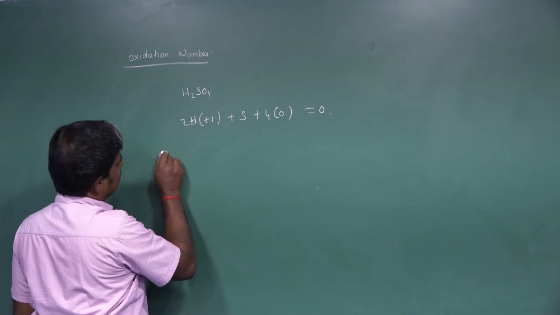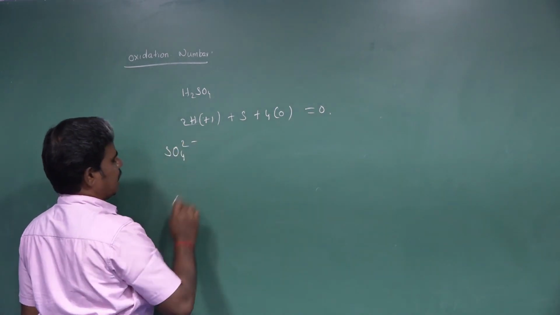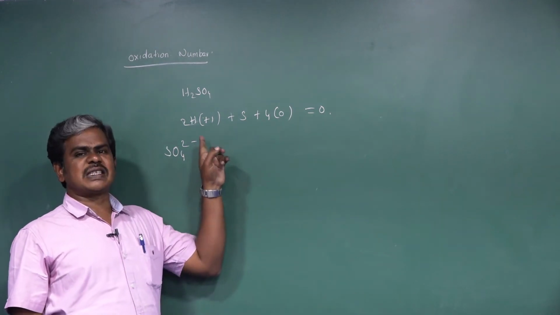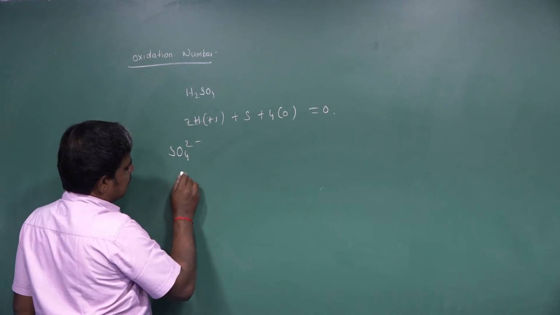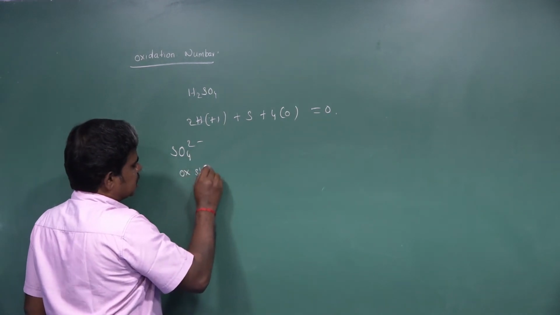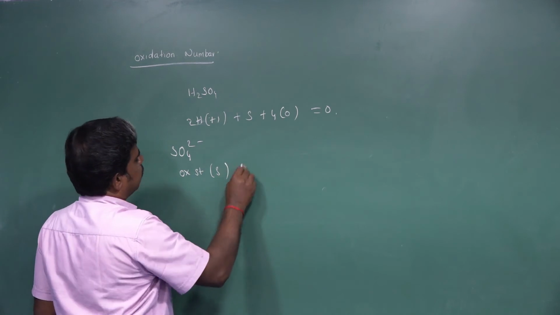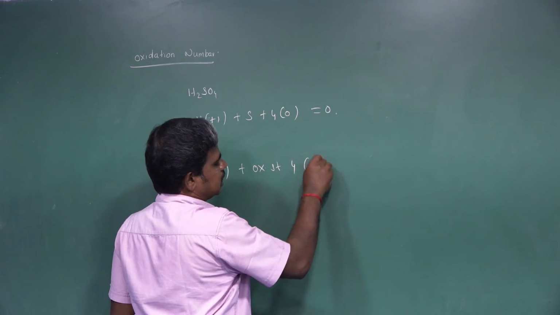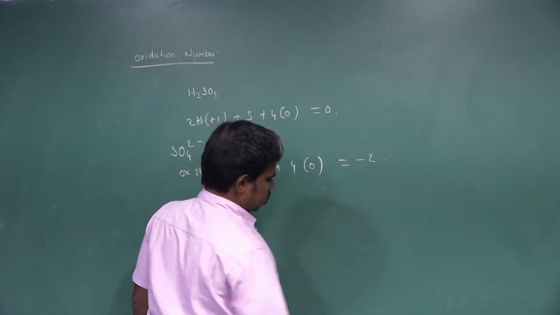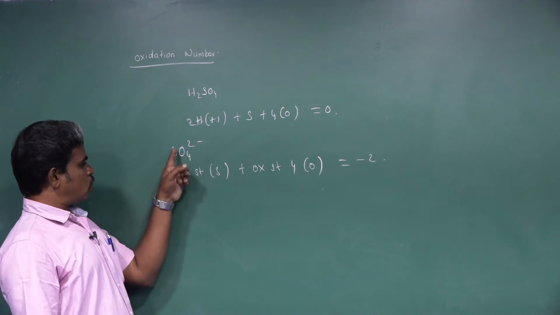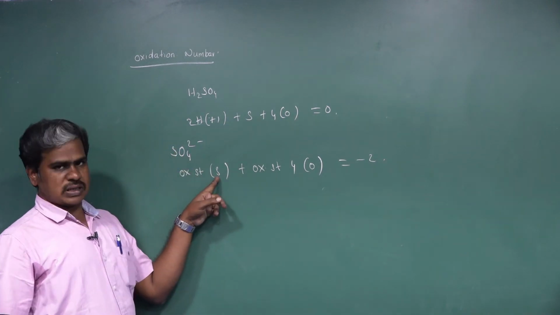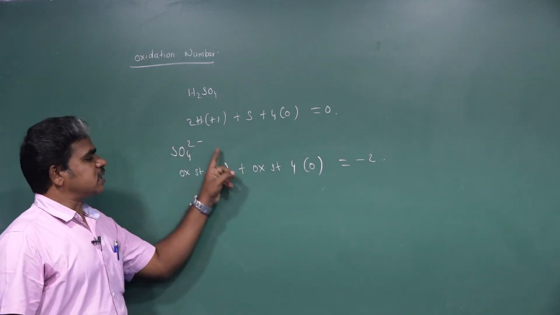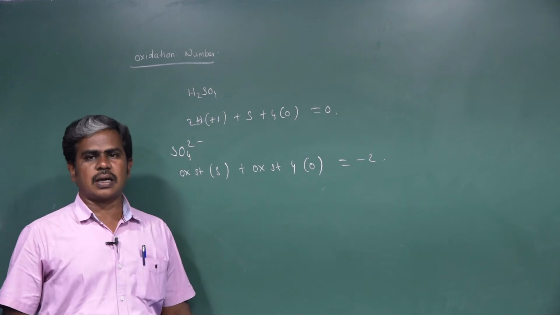Now suppose we are taking the SO4 2- ion, and the oxidation state of an ion is equal to its charge. So here, the oxidation state of sulfur plus the oxidation state of 4 oxygen is equal to -2. That is, the oxidation state of 1 sulfur and of 4 oxygen together is equal to the charge present on that ion.